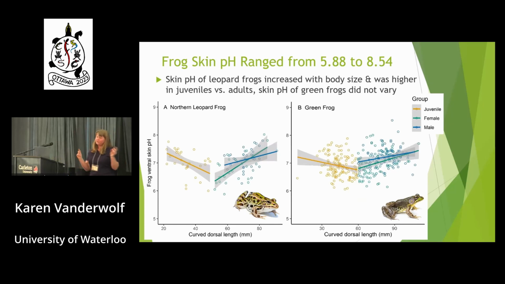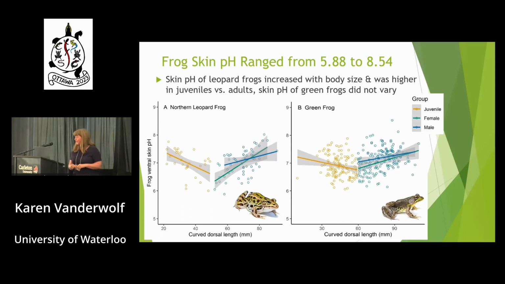We are generally around 4 or 5. So it was interesting to find some of the differences in the frogs there. For the leopard frogs, skin pH did vary with body size, age class, but the green frogs did not. And you can see some of the patterns there, the nice graphs that James put together.